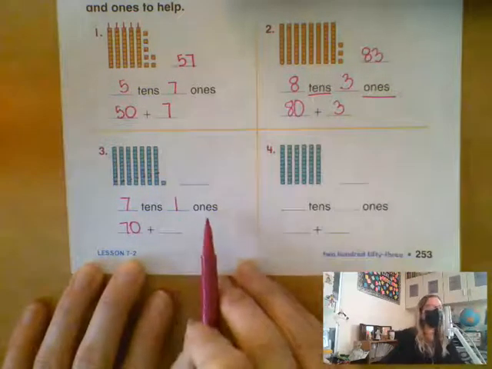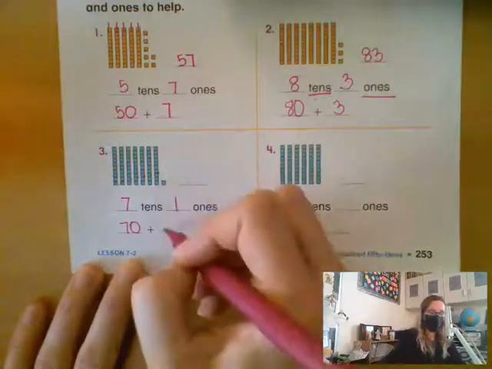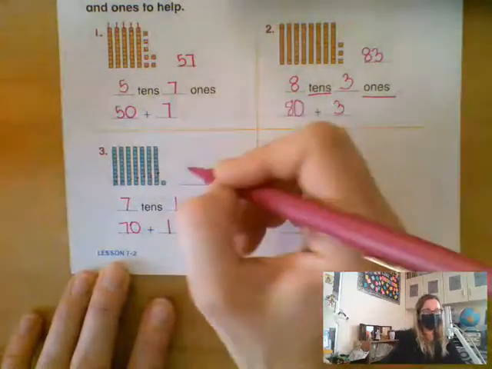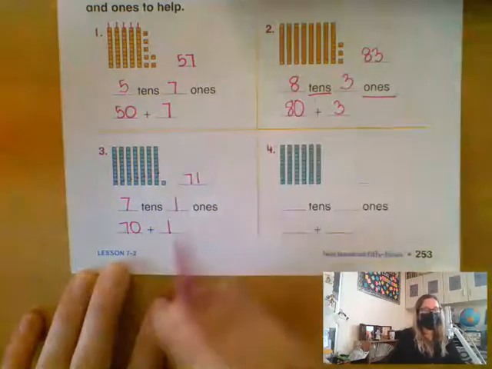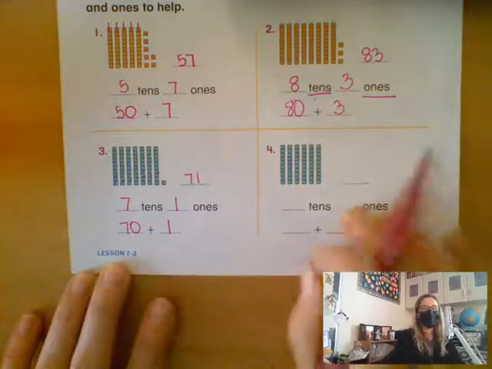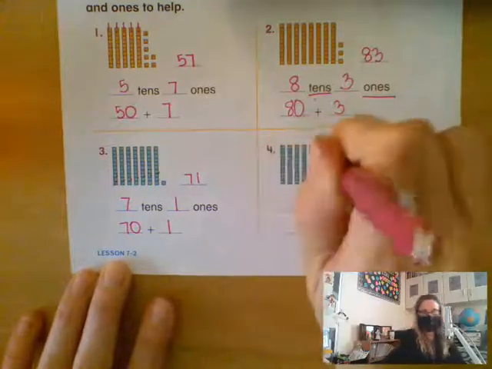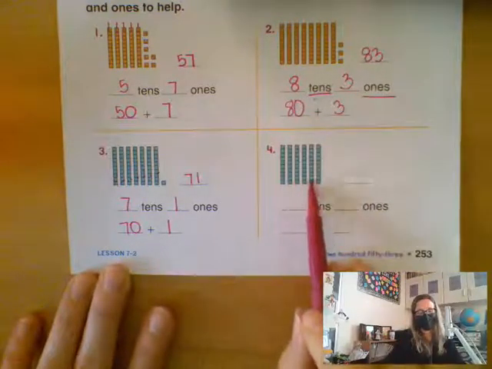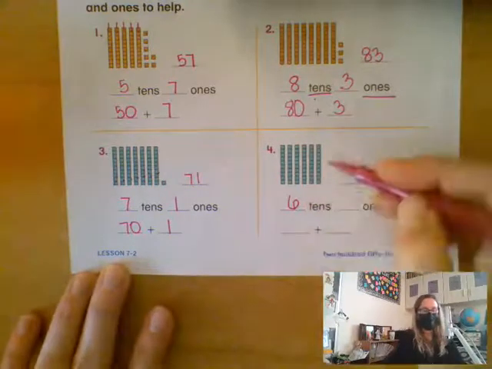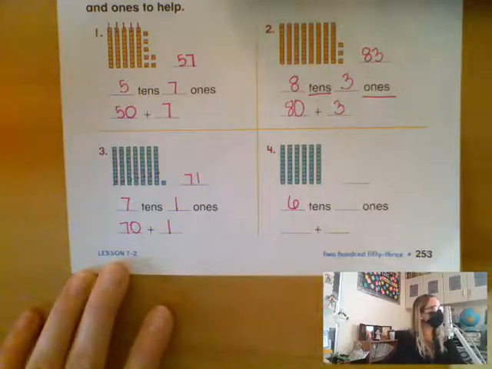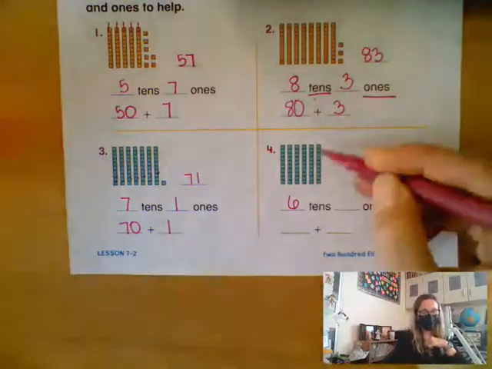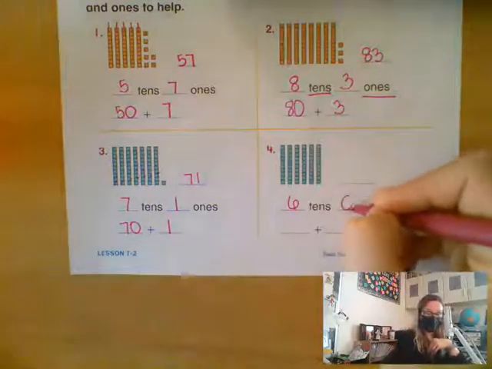Now 1 means 1 cube, so we can bring down our 1. So Johnny, 70 plus 1 equals what? 71. So the expanded form of 71 is 70 plus 1. Camila, how many tens do you see in number 4? 6 tens. So right here where it says tens, we'll put 6 tens. Emma, how many ones do you see? 0. So put 0 ones.